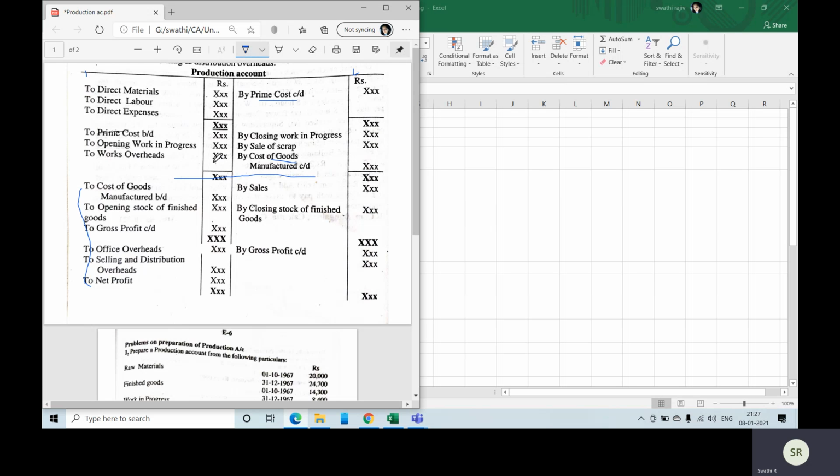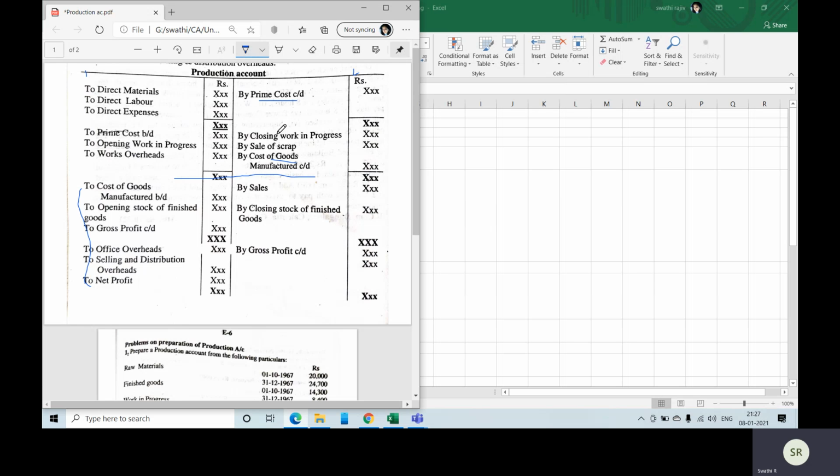From here till here, it is manufacturing cost, etc. So what are they? Direct material, direct labor, and direct expenditure. All direct related cost will be taken here. Finally, you will get prime cost. That prime cost will be brought down, and you will add opening work in progress to it and factory or works overhead cost. That's your indirect factory cost.